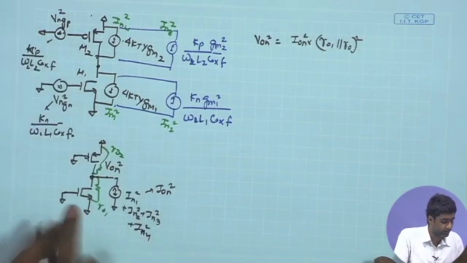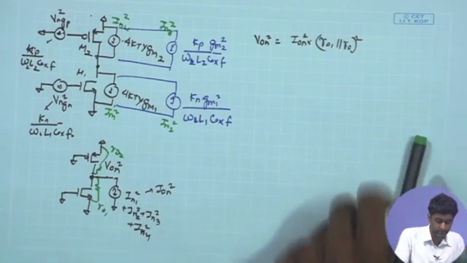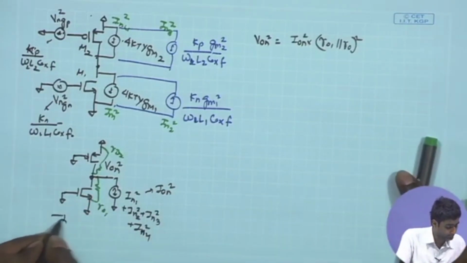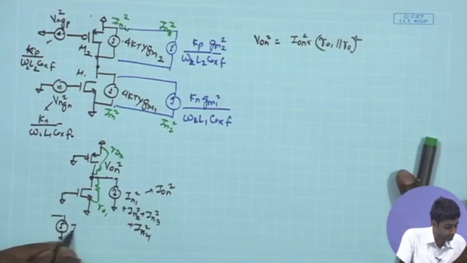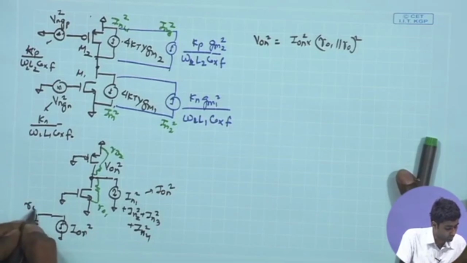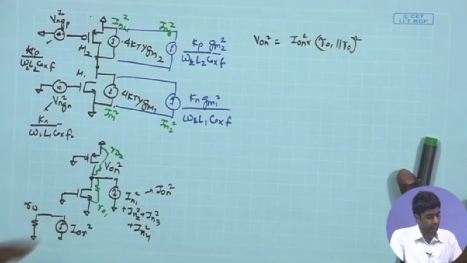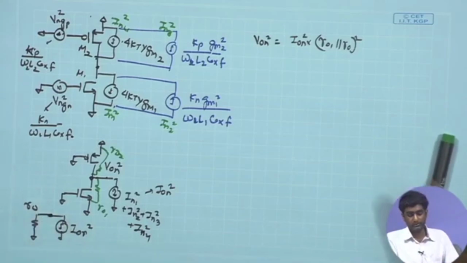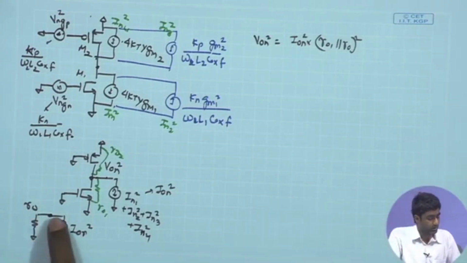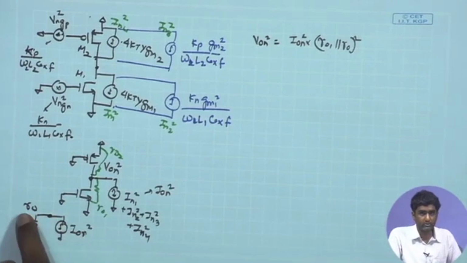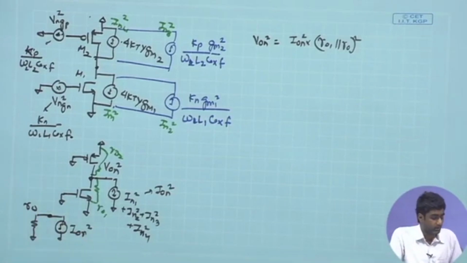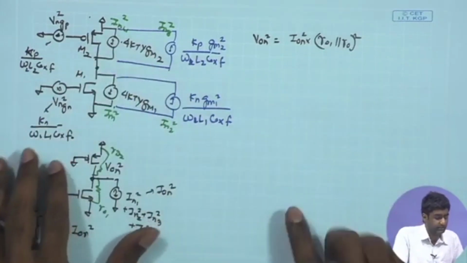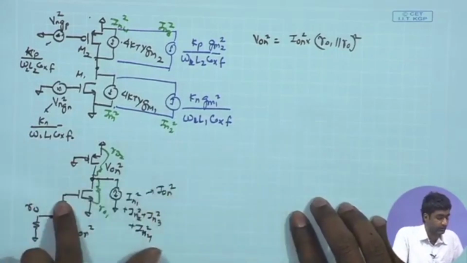So, I can further simplify this and I can just represent this as ION square and RO, which is basically RO1 parallel RO2, and we are finding out the output noise voltage over here. That is the equivalent circuit we have, and I can find out the VON square equal to ION square multiplied by RO square. And then in the next stages we need to look at the input referred noise.